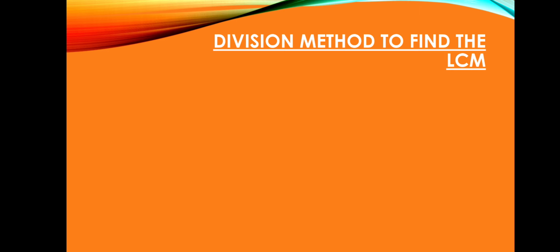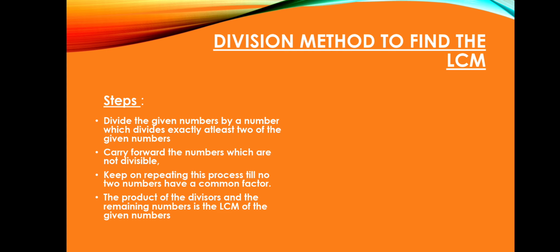Now division method to find the LCM. Steps involved: divide the given numbers by a number which divides exactly at least 2 of the given numbers. Carry forward the numbers which are not divisible. Keep on repeating this process till no two numbers have a common factor. The product of the divisors and the remaining numbers is the LCM of the given numbers.